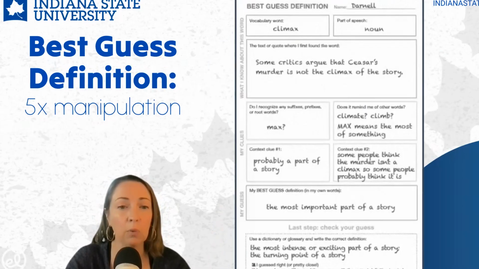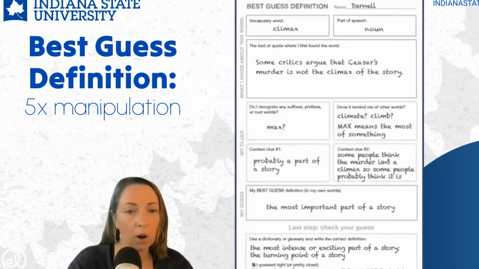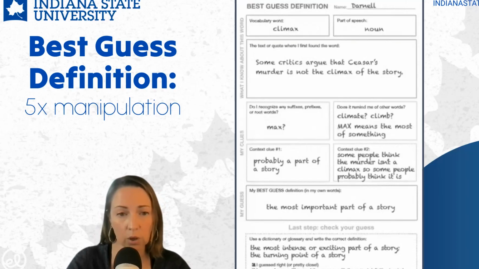We're taking a word and manipulating it and using it in as many different ways as we can. That will ensure the student's retention of the word. So in the best guess definition strategy, students may come across a word they don't know. They list the word, and if they know the part of speech right off, or maybe they come back to that and add that part in later.